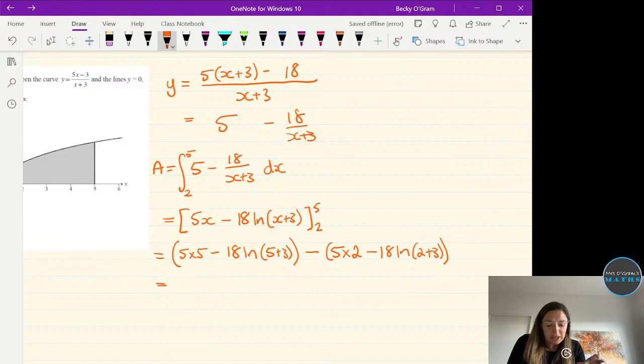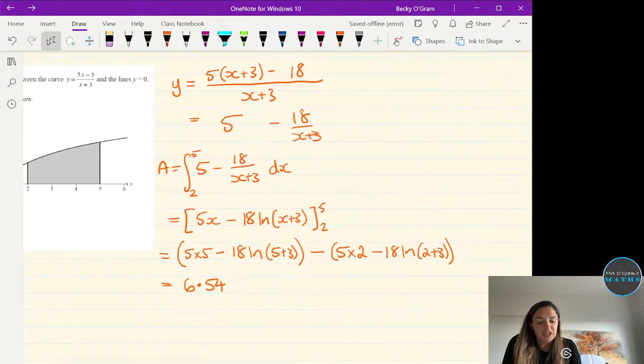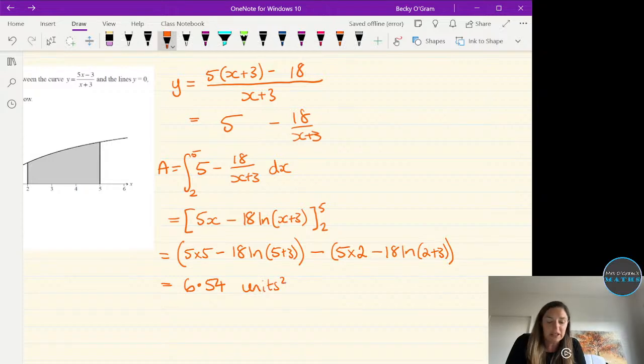I can't show you the calculator at the moment, it's just not wanting to work with me, but if you pop that into the calculator, then the whole thing comes to an answer of 6.54. I don't think we had any units there, so you don't need to write this, but we generally just write units squared for completeness. So whatever the units are being measured in, we're going to do that squared because it's an area.